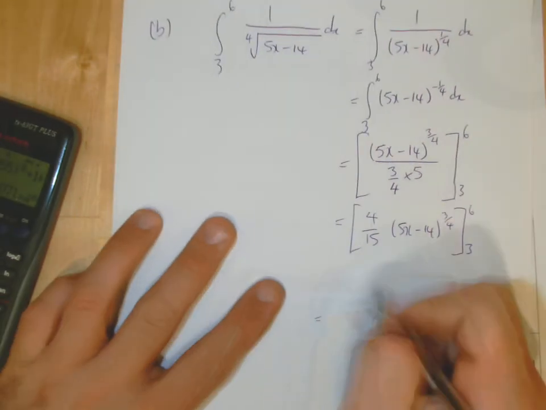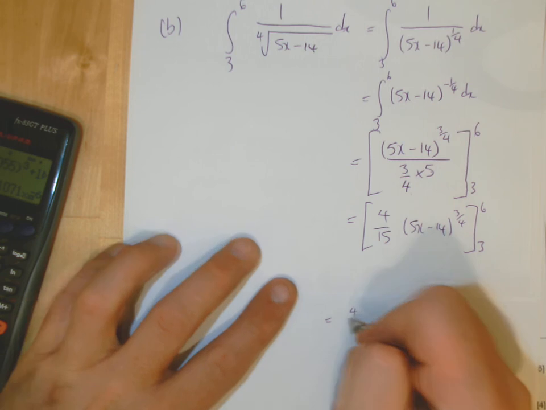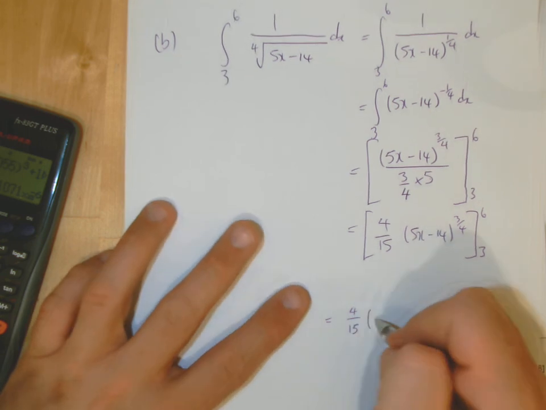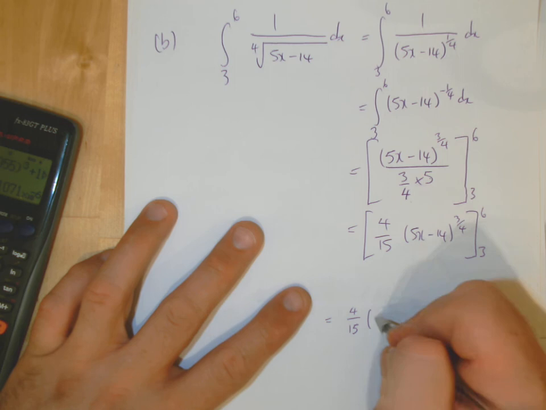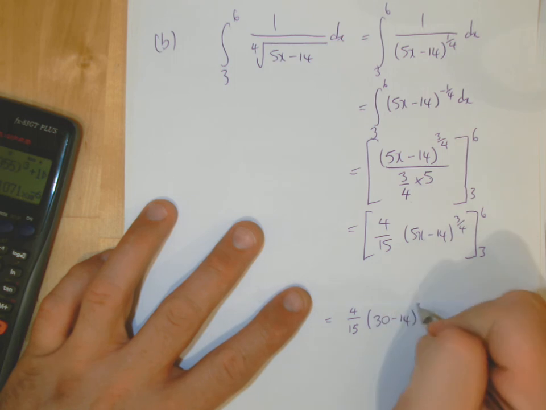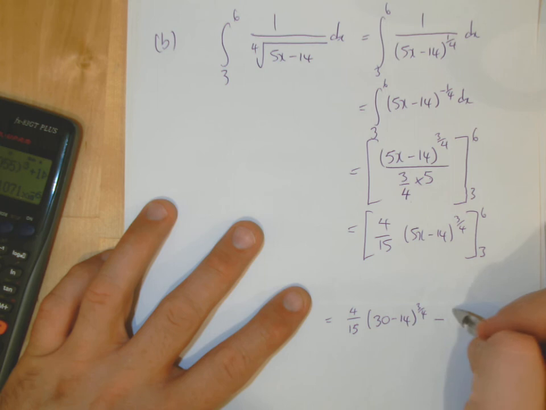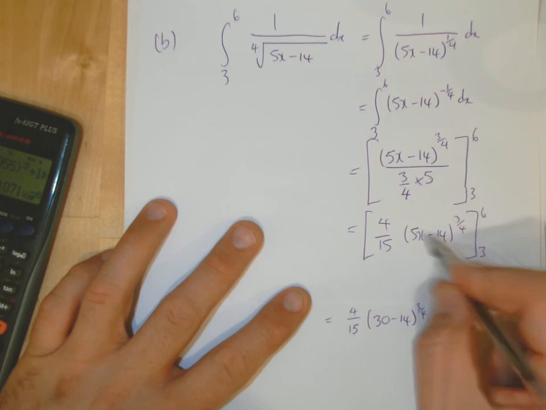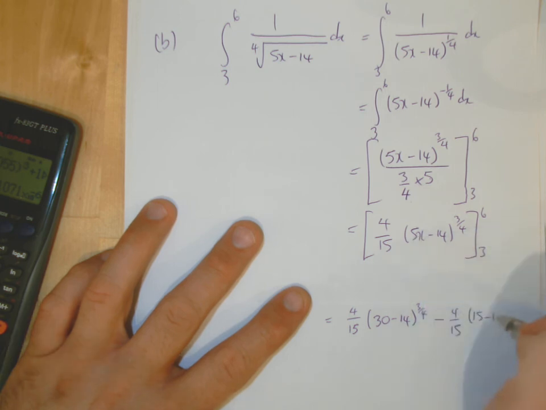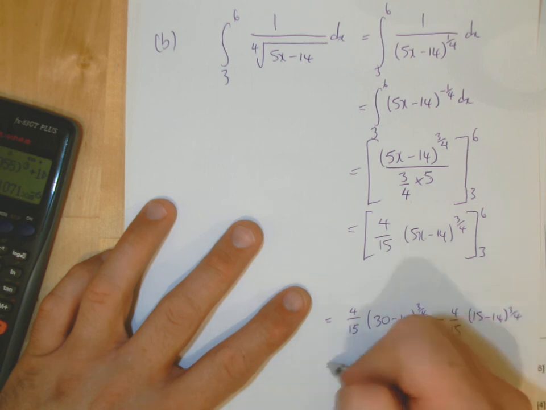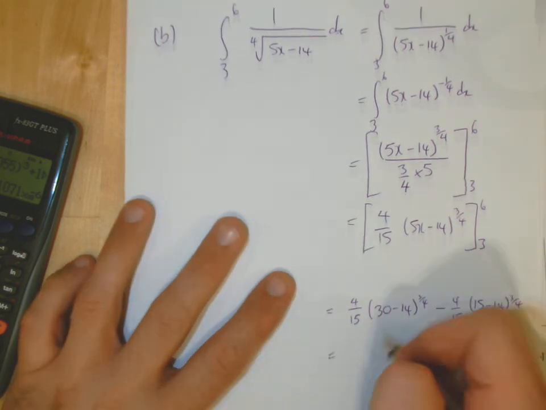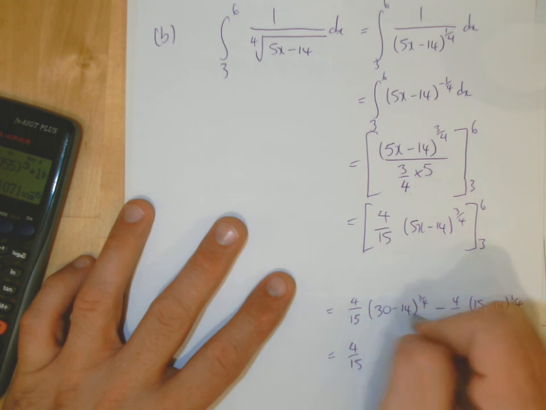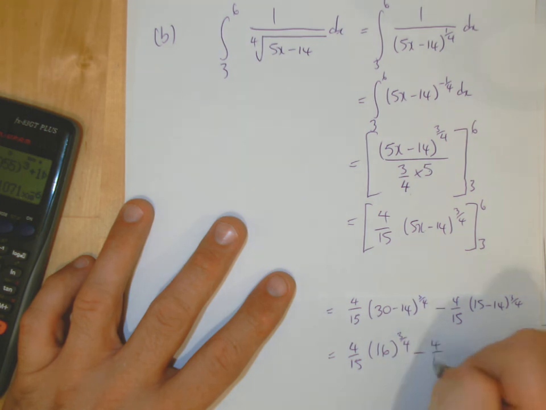So the limits then, substituted in here, so we put 6 in first. So put 6 in there, 5 times 6 will be 30. Take away then 4/15 and put 3 in, so 5 times 3 is 15. Okay, so I'm going to use my calculator on this. Perhaps what I'll do, simplify this a bit, because that's going to be 16, isn't it? That's just going to be 1, isn't it? So that's nice. 1 to the power 3/4.